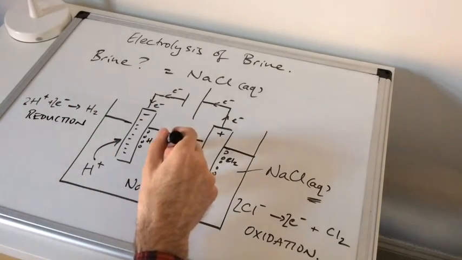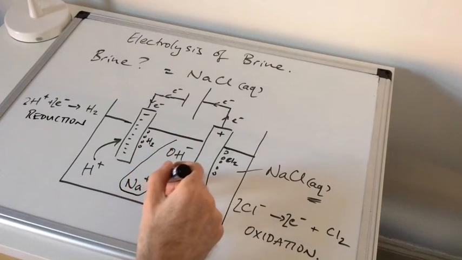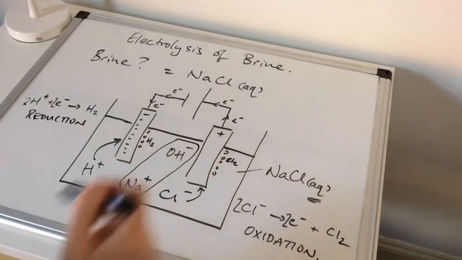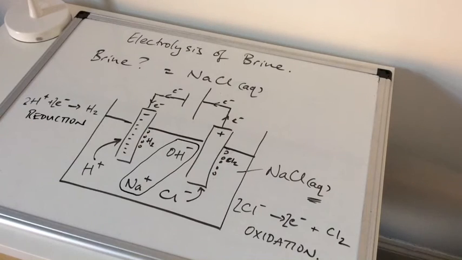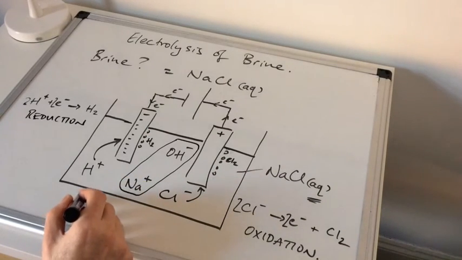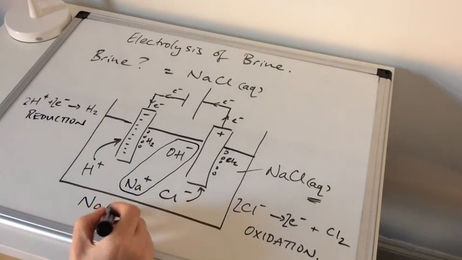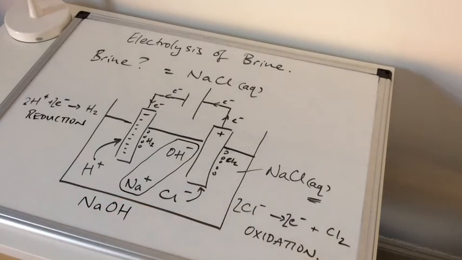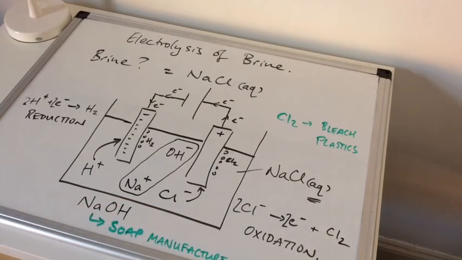So what about these two ions that are left over in the solution? So we've got the sodium ion and the hydroxide ion. Well, they're going to combine and form the chemical sodium hydroxide. You can see I've added some extra information in green there.